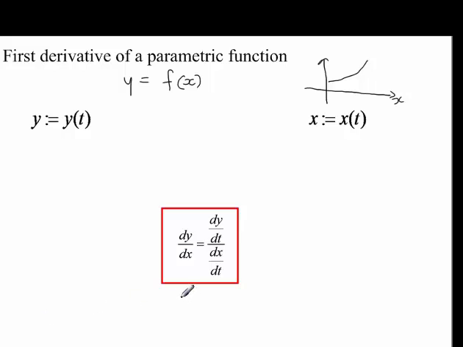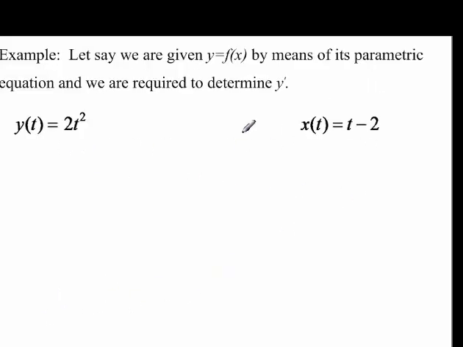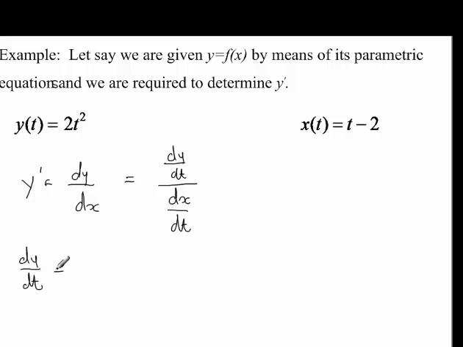Now, going back to the equations which we have seen before, we have an example here which says, let's say we're given y equal to f of x by means of these parametric equations. Sorry for a spelling mistake there. And we are required to find y prime. Remember, y prime is another notation for dy dx. So according to what we have seen, dy dx will always be dy dt divided by dx dt. So we can come to these equations and say dy dt, which you can also denote by y dot.